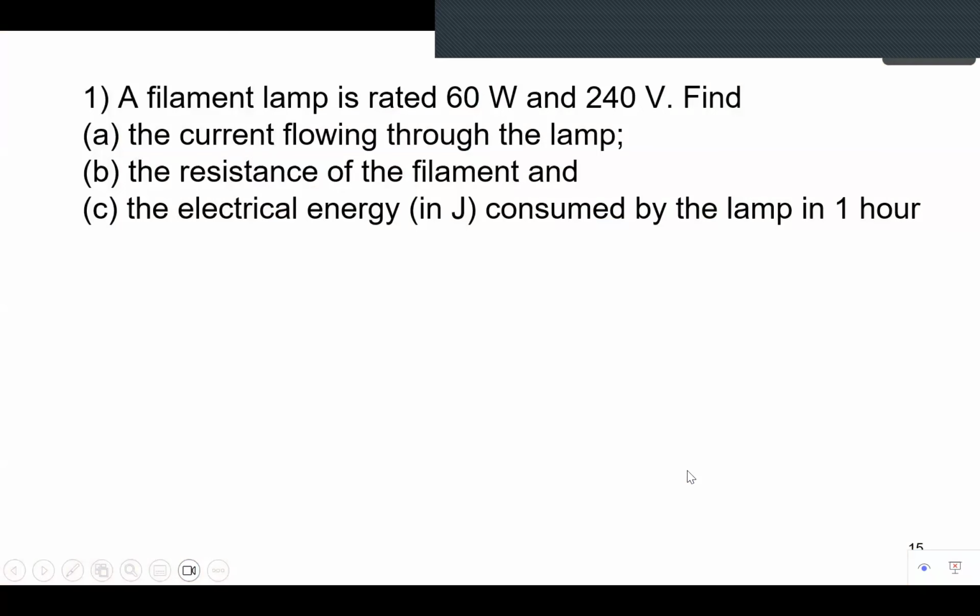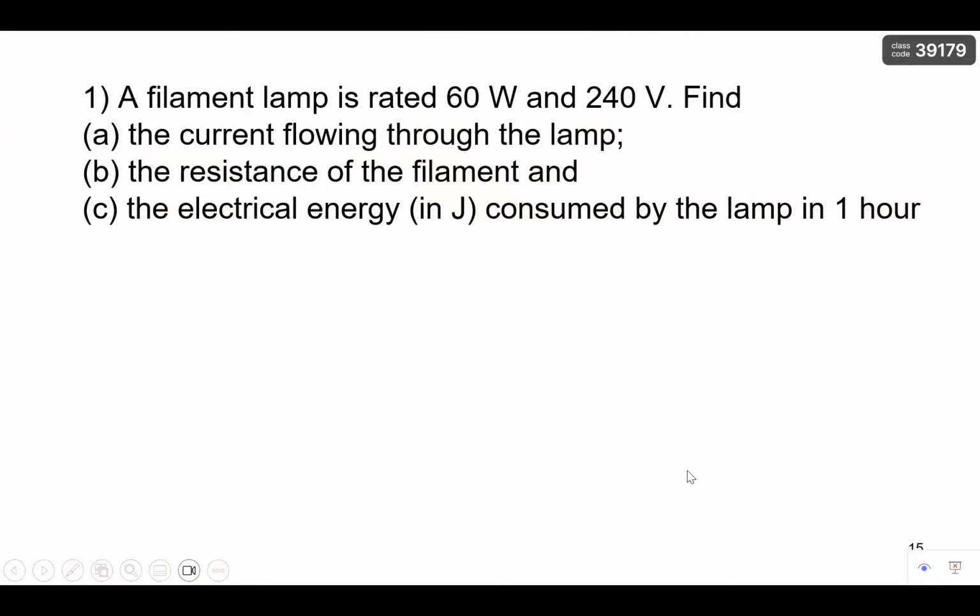Okay, so let's look at a few examples of how we are supposed to apply all these formulas. The first question: a filament lamp is rated at 60 watts, 240 volts. What is the current flowing through the lamp? When the filament lamp is rated at 60 watts, 240 volts, it simply means that in order for this filament lamp to have normal brightness, or normal operating condition, it's best that I plug it into a 240 volt supply, and the power of this lamp is 60 watts.